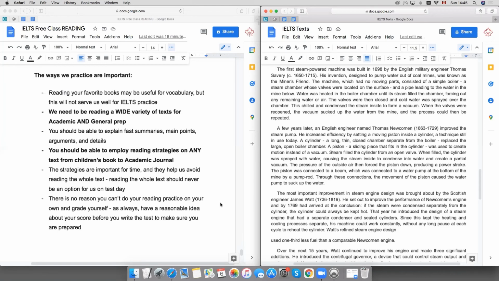There are some other ideas that I want to talk about. The ways that we practice are important. And this is a little confusing for some of us because just because you're reading a book doesn't mean that you're practicing IELTS reading. If this was a general English class, absolutely. We would be reading a book every single day. I would be giving you lists of different books that I want you to read, and I want to have conversations about it. I want to talk about the author. I want to talk about biographies, all these good things that we get from books.